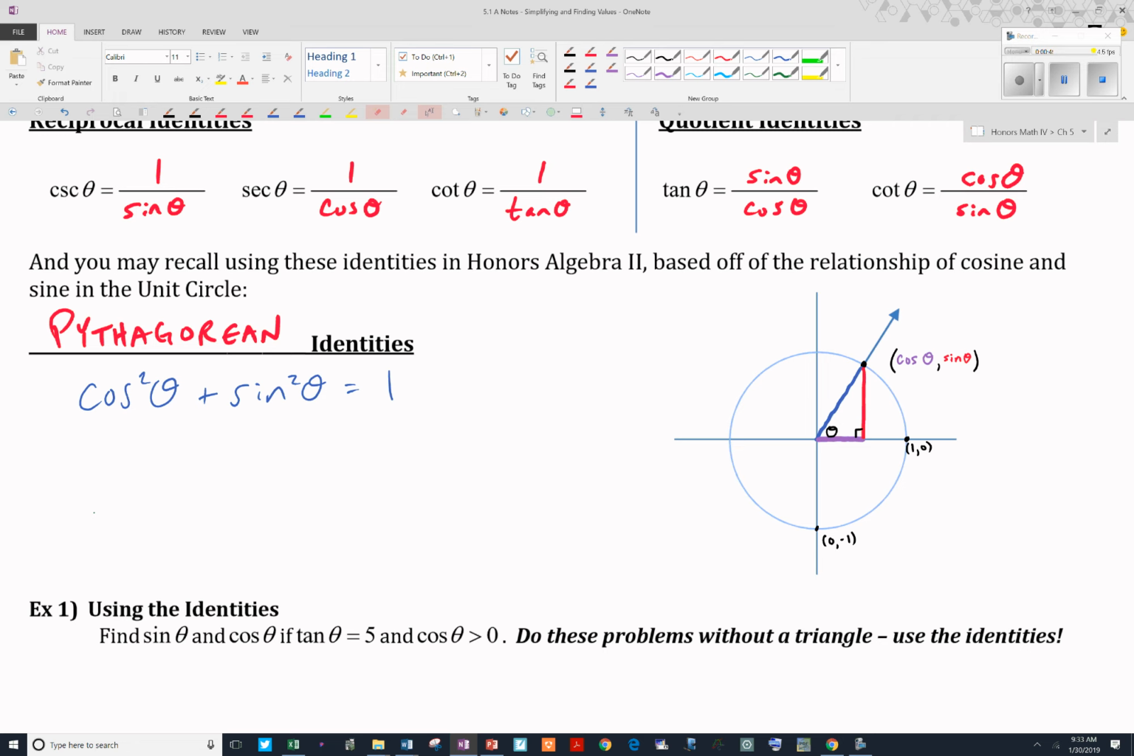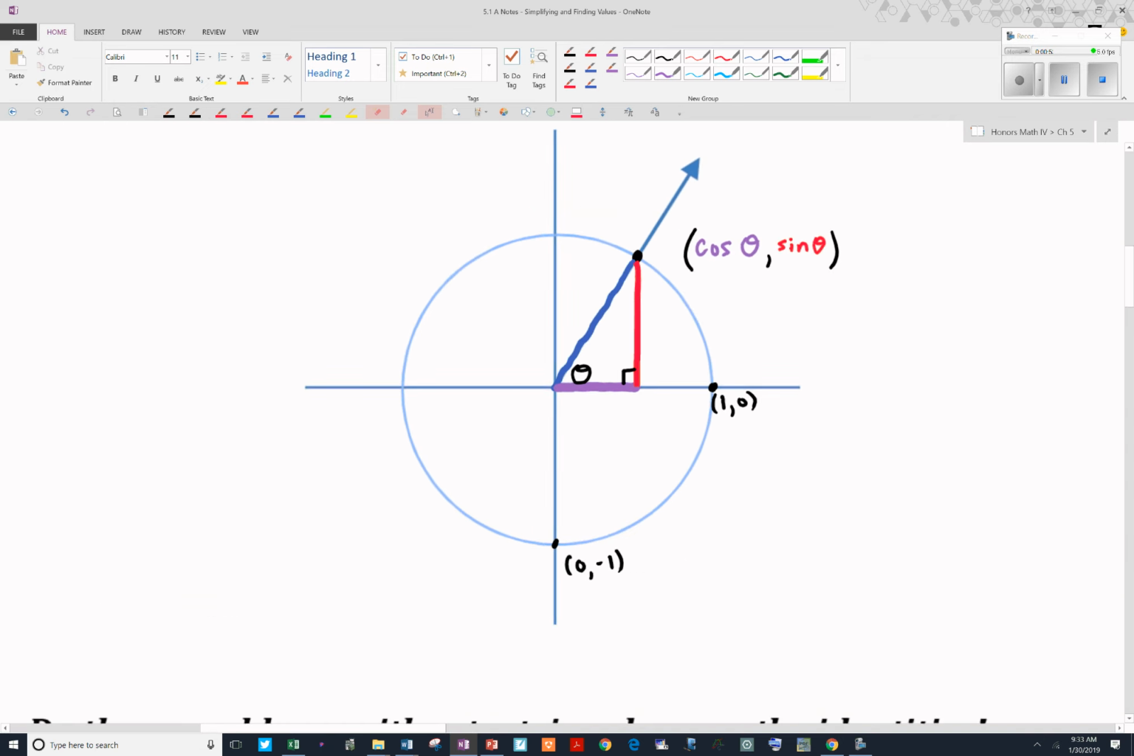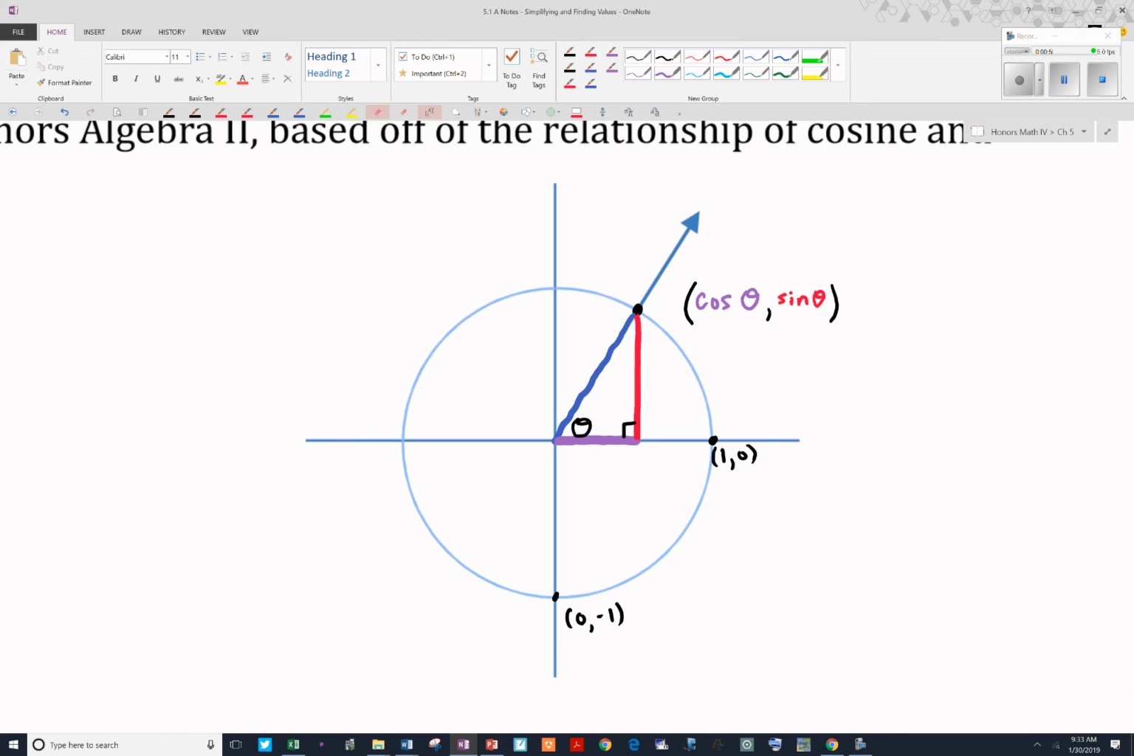The first Pythagorean identity is based off of this idea from our unit circle, that any point on the unit circle, which has a radius of 1, gives us the cosine and sine as the x and y values respectively. Then we can form, that's the radius of 1 there, so the hypotenuse is 1, a right triangle with our reference angle theta and use that idea to know that these sides are the cosine and sine of theta.